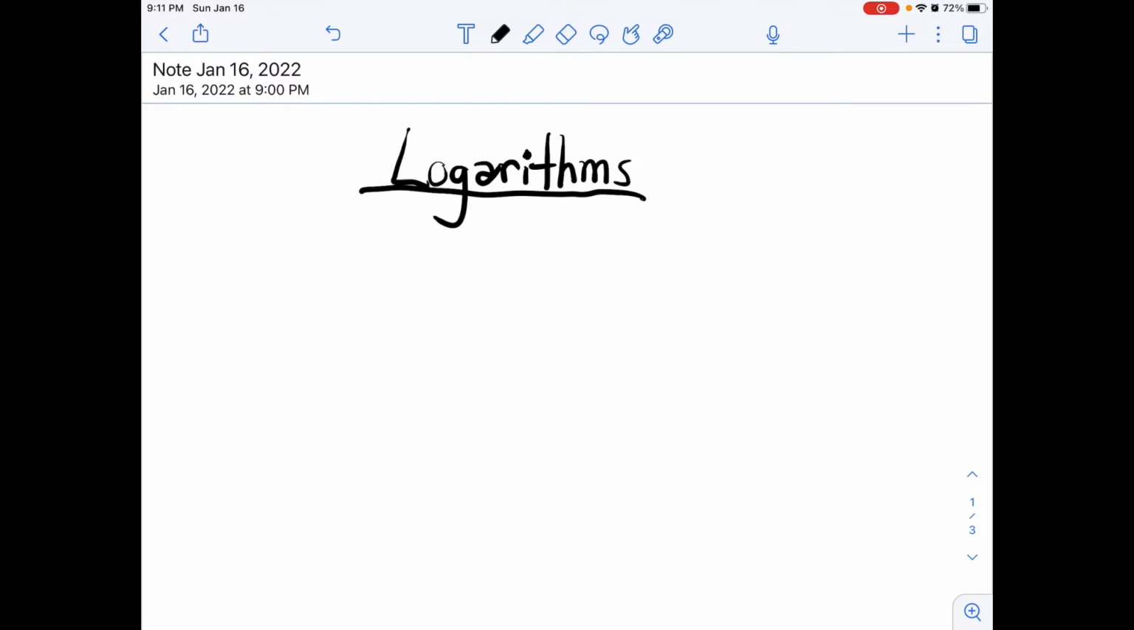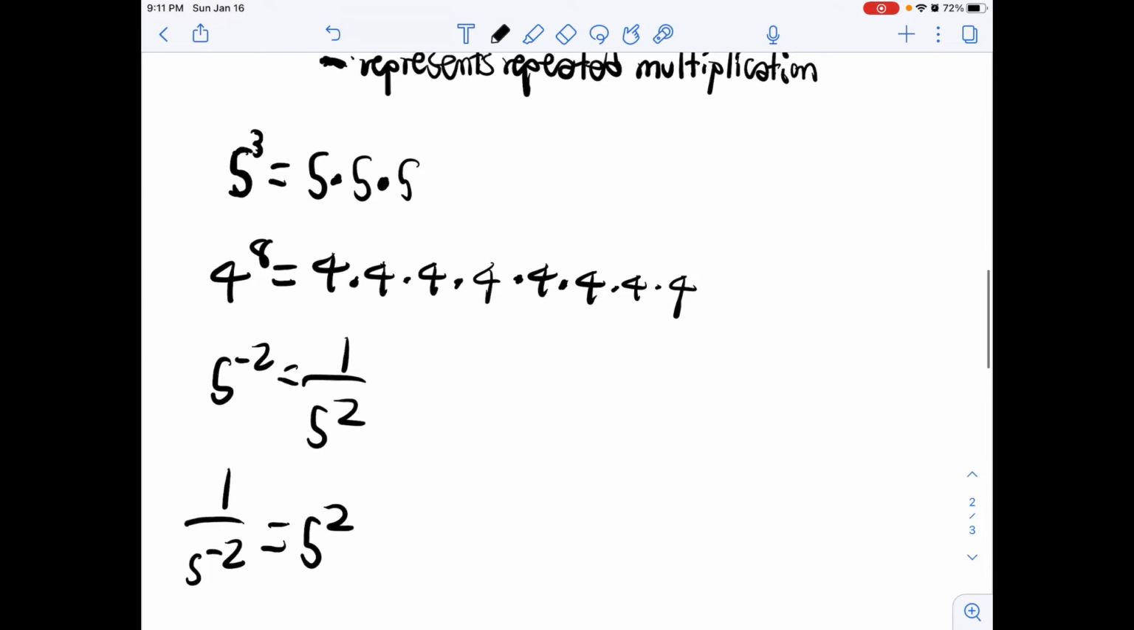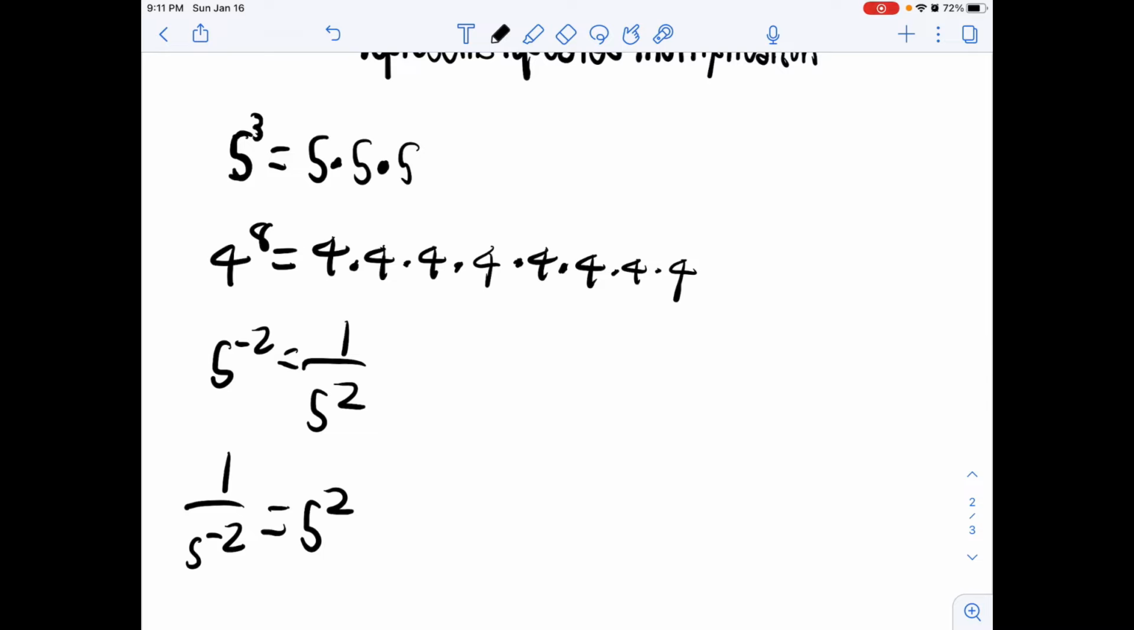In this video, we're going to learn what logarithms are. So what are logarithms? Well, to know what logarithms are, we need to know what exponents are first. Many of you will know that exponents are ways that represent repeated multiplication. Here I have examples of that. 5 to the power of 3 means 5 times 5 times 5. So we're multiplying by 5 three times. And same with 4 to the power of 8. We're just doing 4 times 4 times 4, 8 times.